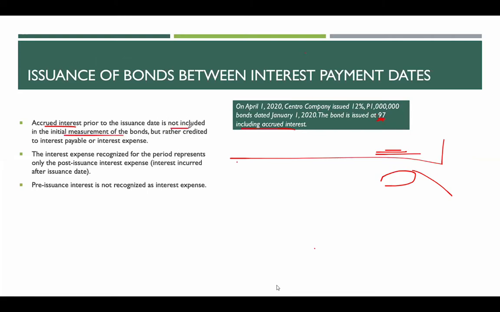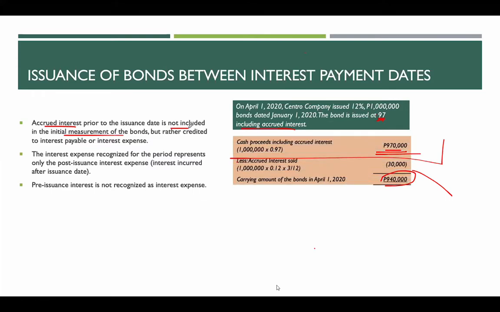So what are we going to do? To compute the initial measurement of the bond, the carrying amount of the bond on initial recognition, meaning the date of issuance, since the 970,000 includes the accrued interest, we are going to deduct 30,000 to get the carrying amount of the bond. So the carrying amount of the bond will be 940,000. Okay? So, that is what the standard says.